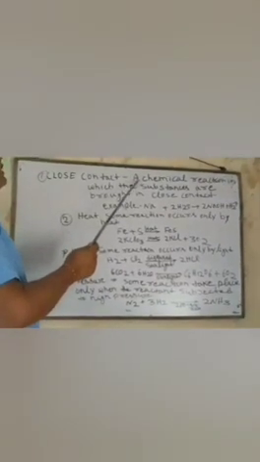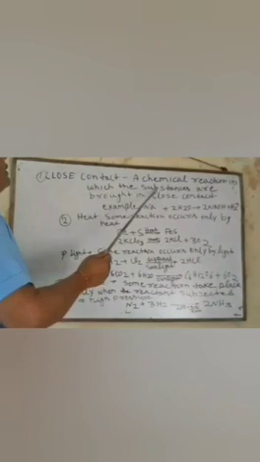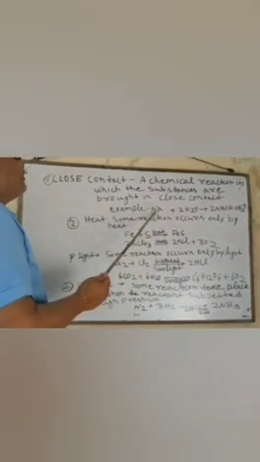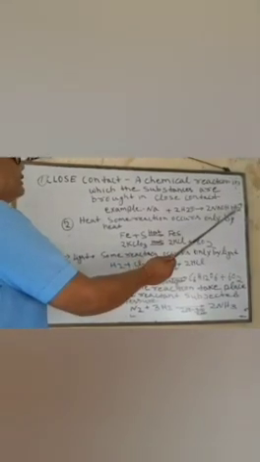A chemical reaction occurs when the substances are brought in close contact. For example, when sodium comes in contact with water, it forms sodium hydroxide and hydrogen gas.